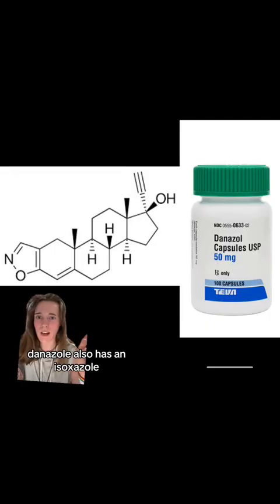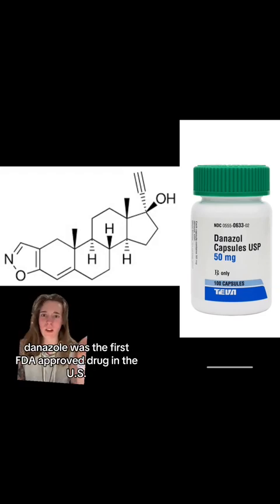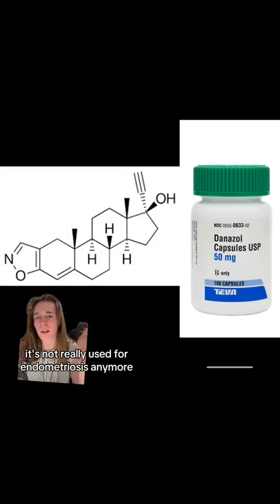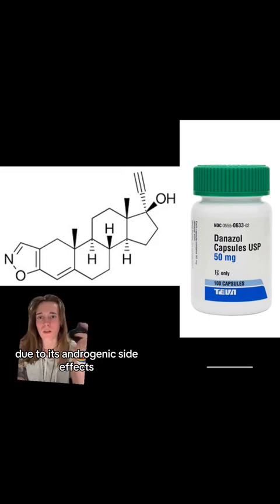Opportunistic infections are infections that can take advantage of a weakened immune system, like someone who has AIDS. Bactrim also covers nocardia, listeria, and MRSA or methicillin-resistant Staph aureus. So we use it sometimes with the treatment of purulent cellulitis or skin infection. Danazole also has an isoxazole. Danazole was the first FDA-approved drug in the US for the treatment of endometriosis. It's not really used for endometriosis anymore due to its androgenic side effects.